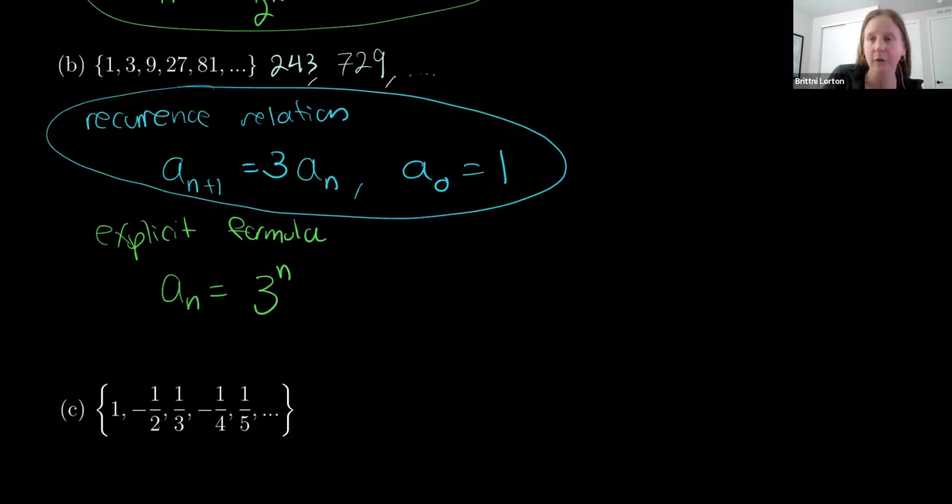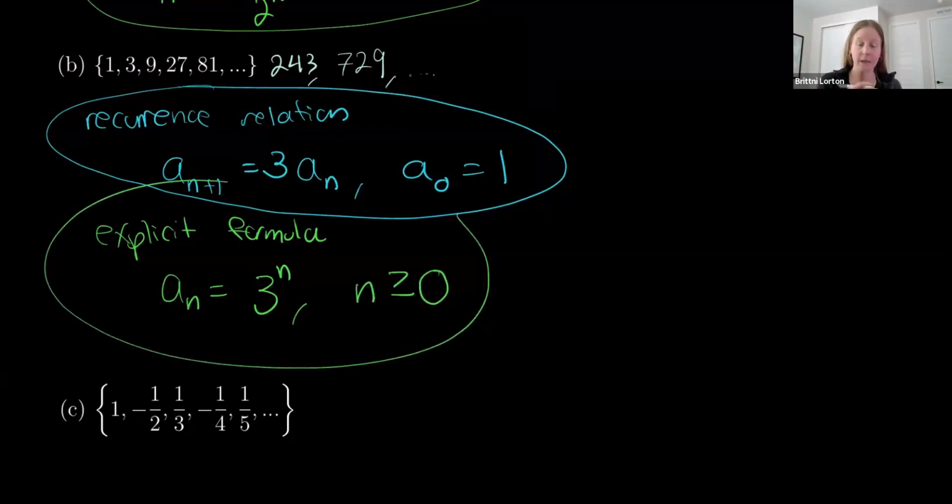And then I want to make sure that it works. You can always go back and check your work. If I plug in n equals 0, that gives me 1. If I plug in n equals 1, that gives me 3. If I plug in n equals 2, that gives me 9, and so on. So it looks like I just needed to start counting at 0.